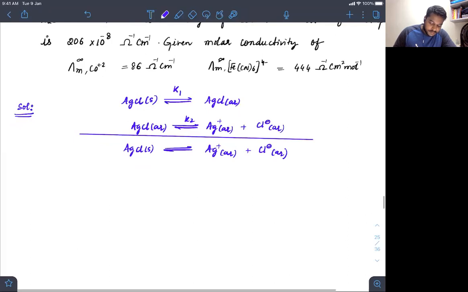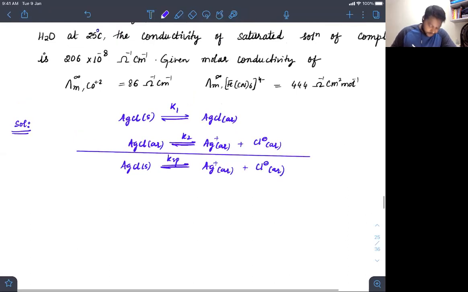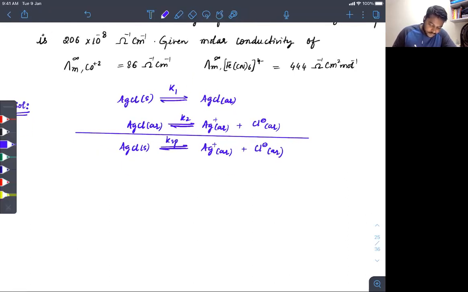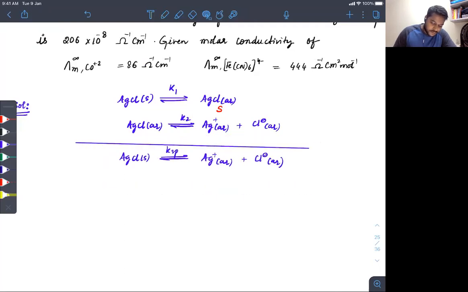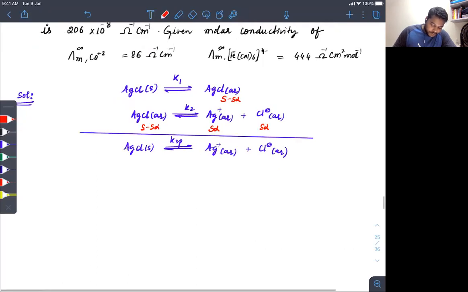And this is Ksp. What is the prime assumption here? We say that the solubility here is defined as S. This is what we define as solubility S. And not just that, we also write that if that is solubility S here, it will be S minus S alpha, S minus S alpha, S alpha and S alpha. For most cases, as long as nothing is mentioned about alpha, we always take alpha is equal to 1.